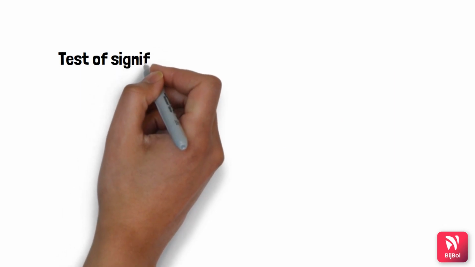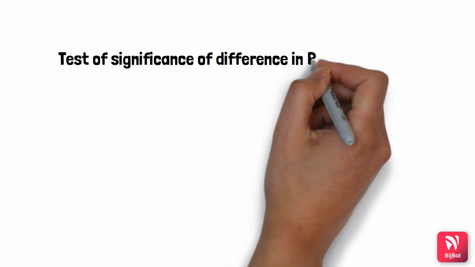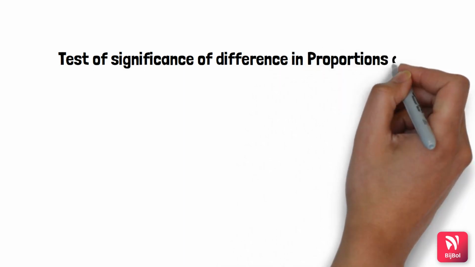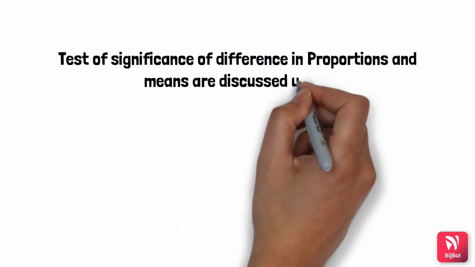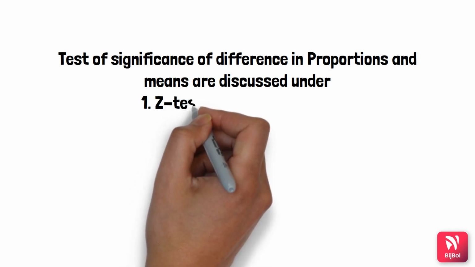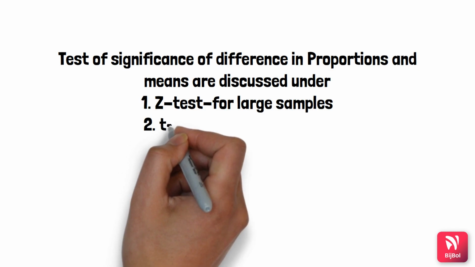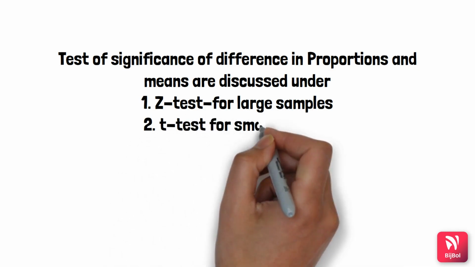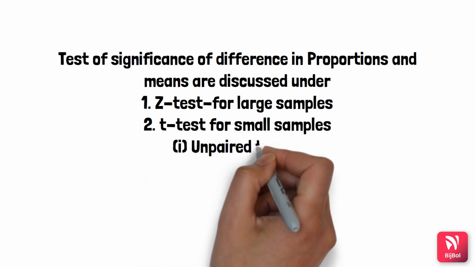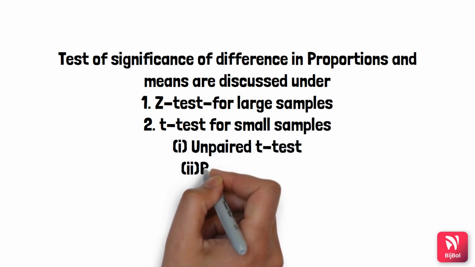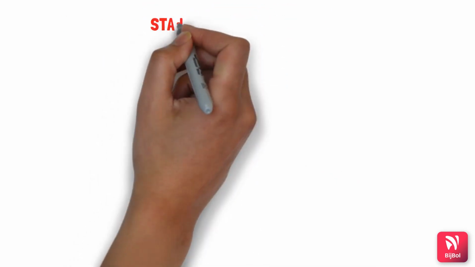Now, first one is the test of significance of difference in proportions and means. Now, this test of significance of difference in the proportion and means are discussed under two categories. One is the Z test. Now, this Z test is performed whenever you have large samples. Large samples means more than 30 people in a sample. And T test is performed whenever you have small samples, that is less than 30. This T test again has unpaired T test and paired T test. We will discuss this in detail.